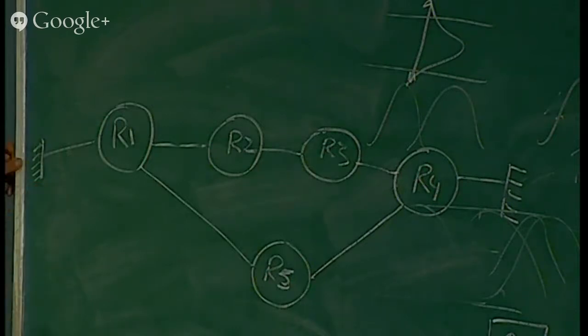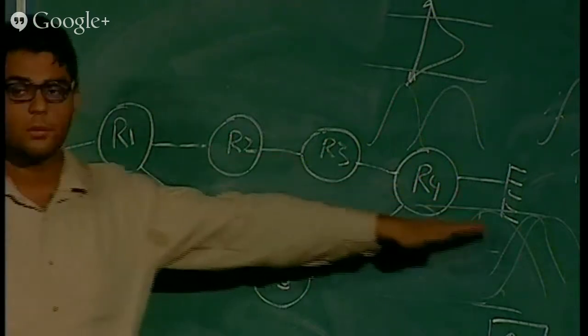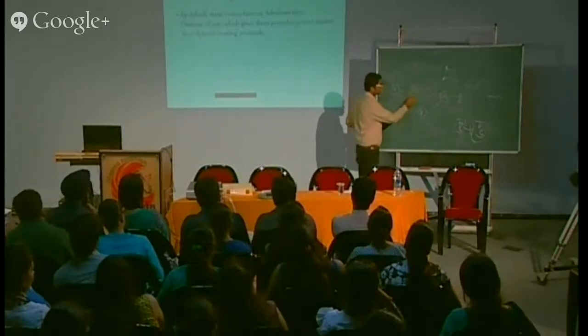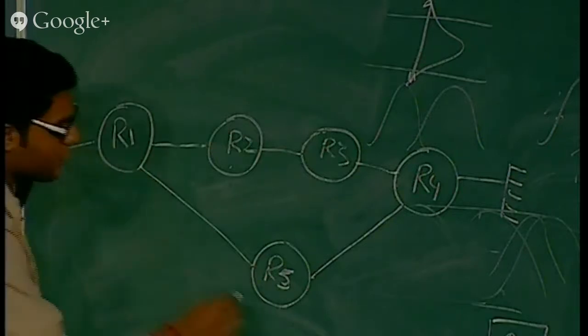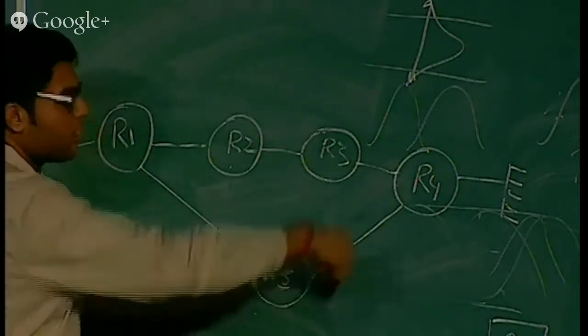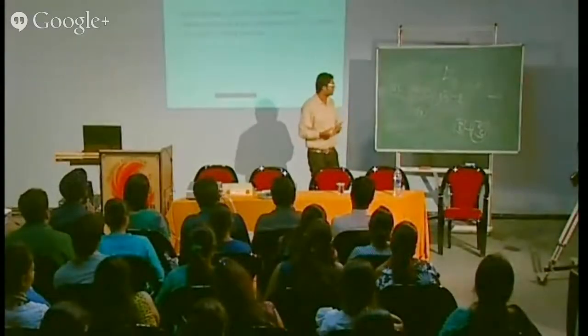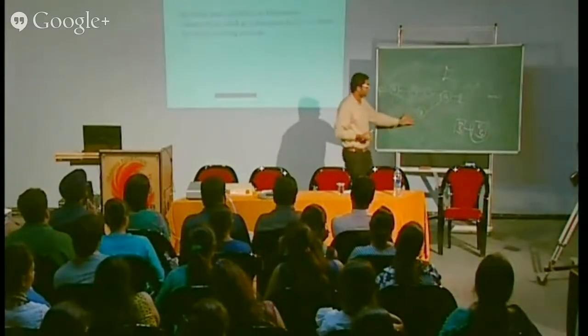Let's say someone from this particular place wants to reach route number 4. How can he reach? He can go via R2, R3, R4. Or he can go straight via R1 to R5 to R4. Which is the shortest path? Via R1 to R5 to R4, and he can reach his destination.